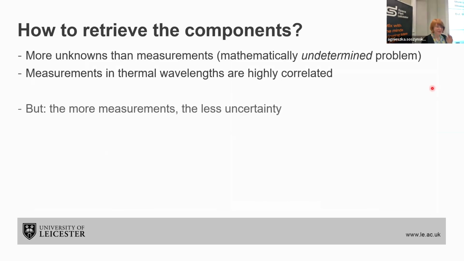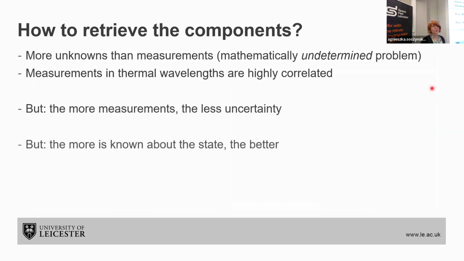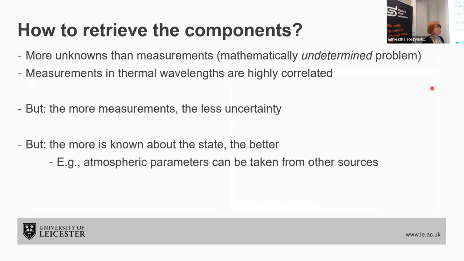But not everything is so bad. The more measurements, the less uncertainty, because again, the temperature is the same for all the bands. So basically, we need more bands. Then also, the more is known about the state, the better. If we know something about what to expect, we can narrow down what we are looking for. For instance, we can take the atmospheric parameters from other sources. We can add visible bands to our thermal bands. We can take the state of the atmosphere from different measurements. We have, for instance, things like ERA5, which gives us hourly parameters of the atmosphere.